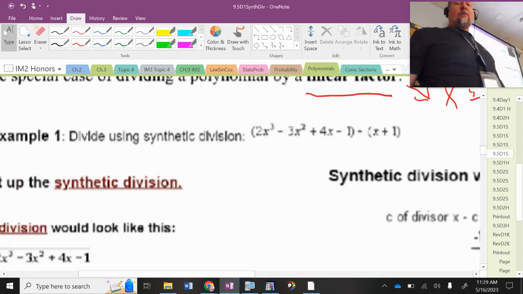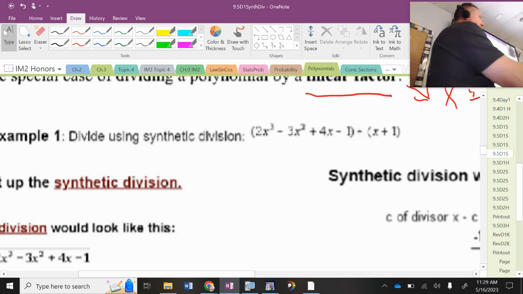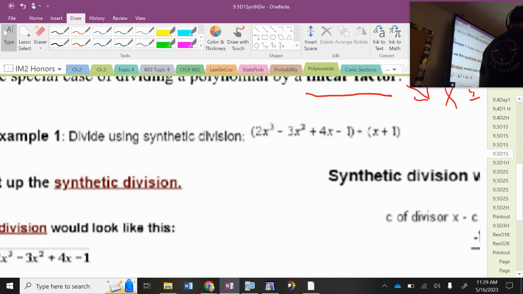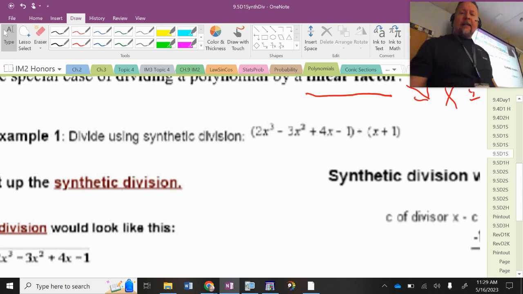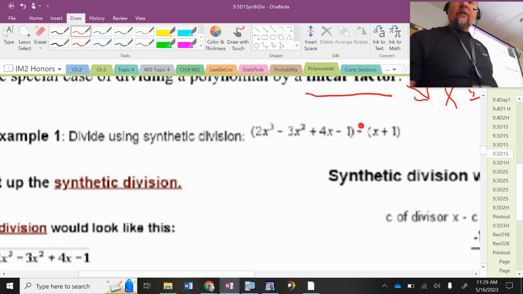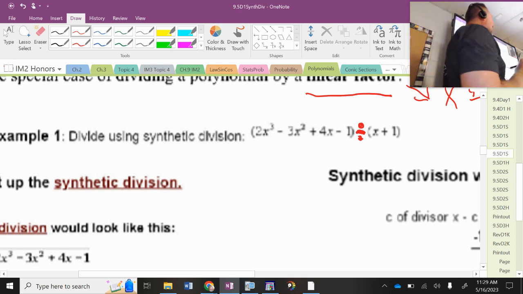Okay. So here's what we're going to do. We're going to do it long, and then we're going to do it synthetically. So go ahead and write that down. 2x cubed minus 3x squared plus 4x minus 1 divided by x plus 1. Sorry if you can't see that. That looks like a big minus there. The font looks bad, or it just didn't come up very nicely.